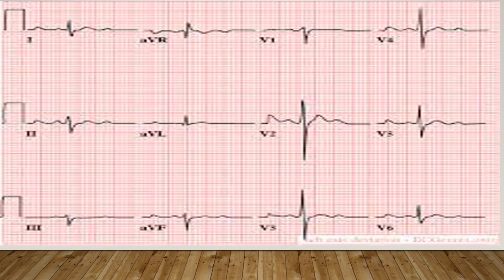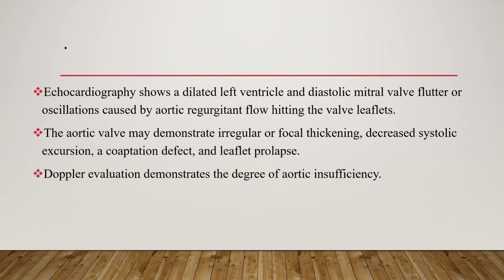This is the ECG feature of patients with aortic regurgitation. Normally, when there is mild aortic regurgitation, the ECG might be normal, but in advanced cases like this, it reveals a sign of left ventricular hypertrophy. There is a strain pattern and also prominent P waves. These are the electrocardiographic signs of aortic regurgitation.